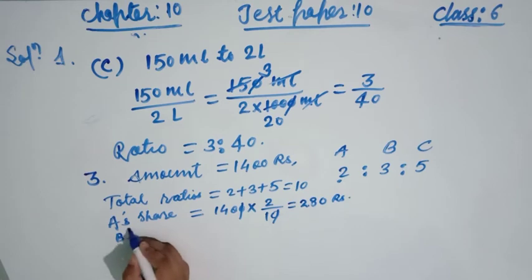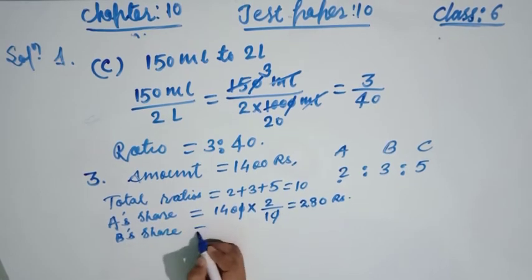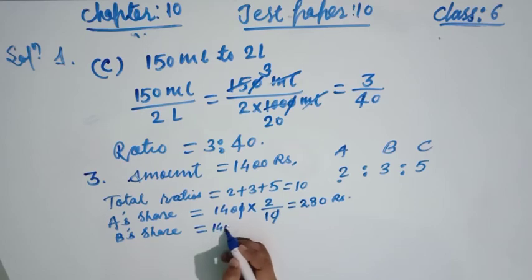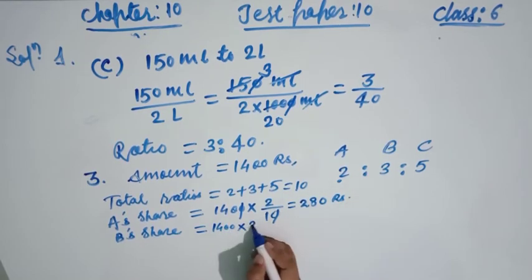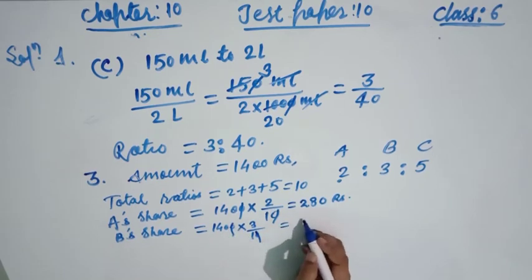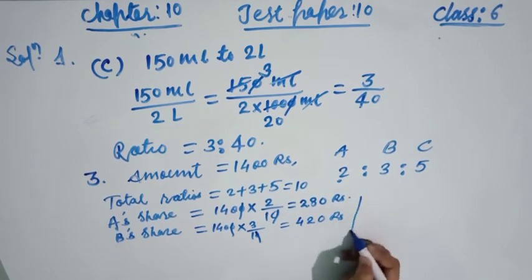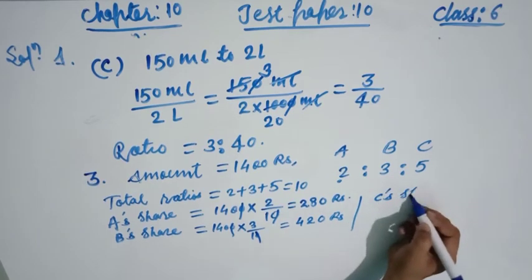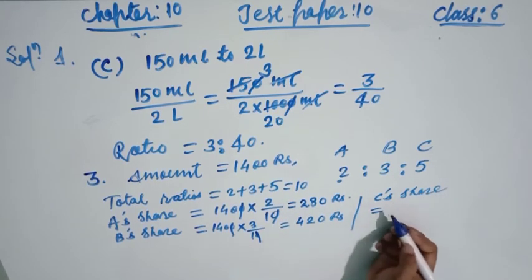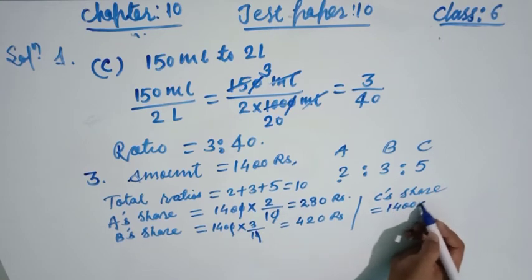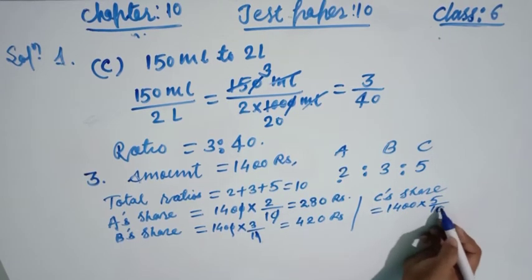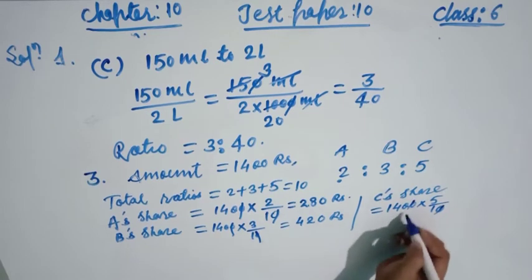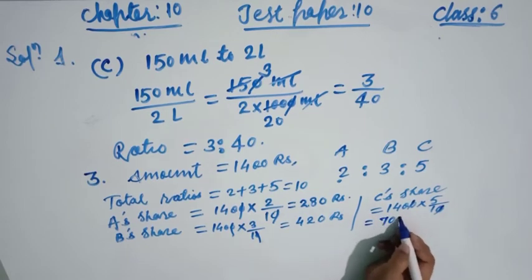Similarly, B's share is very simple: 1400 multiplied by B's 3 by the total 10. So this 0 will get cancelled, this is 420. Now the last, C's share: 1400 multiplied by 5 by 10, 10 cancels, this is 700.